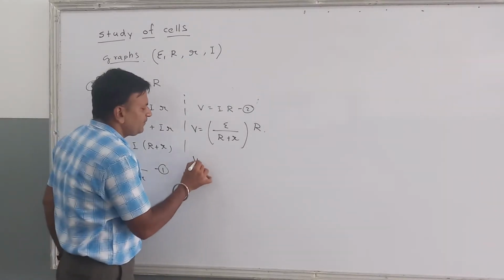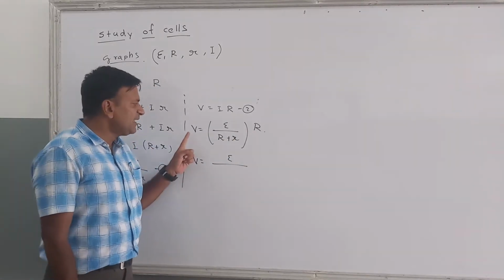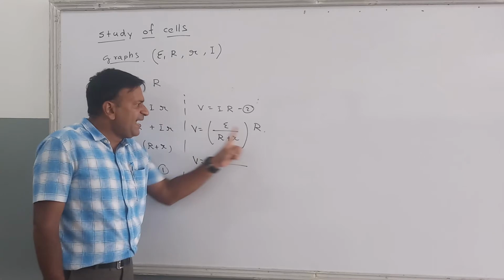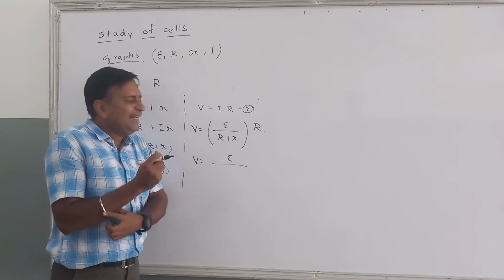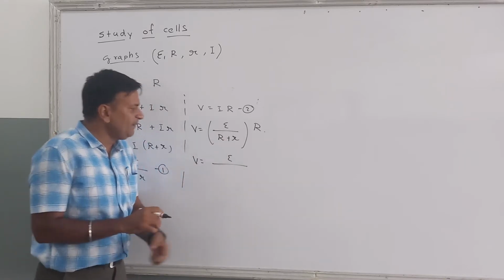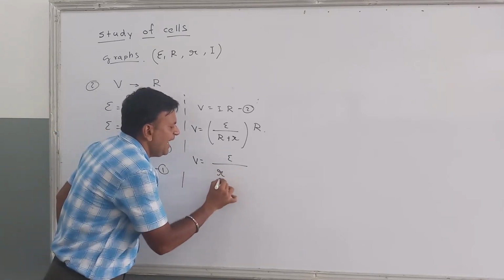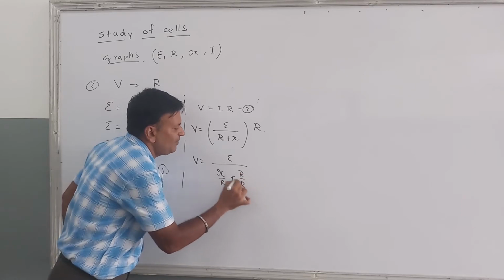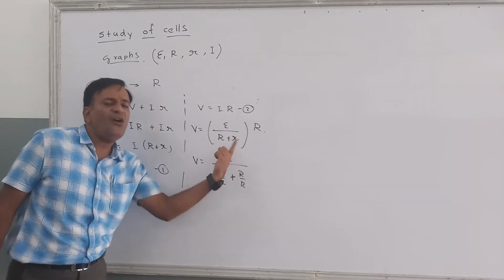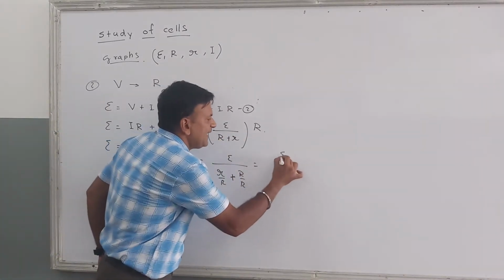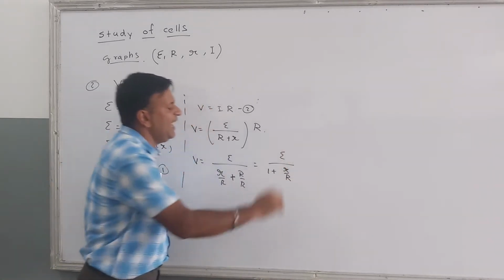Now this gives V is equal to epsilon R over R plus r. I have to simplify this because this is not a clear relation. The numerator says V and R are directly proportional, while the denominator says V and R are inversely proportional, so this is not a very definite relation. So I am doing a little bit of mathematics here: R by R plus r by R. The numerator becomes the denominator of the denominator, which is epsilon over 1 plus r by R.